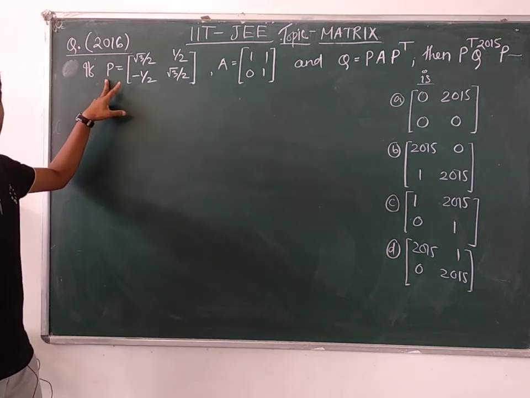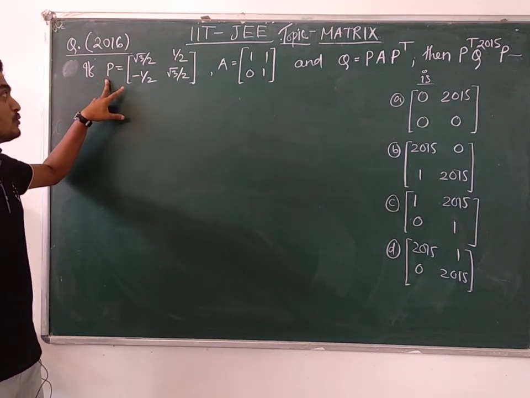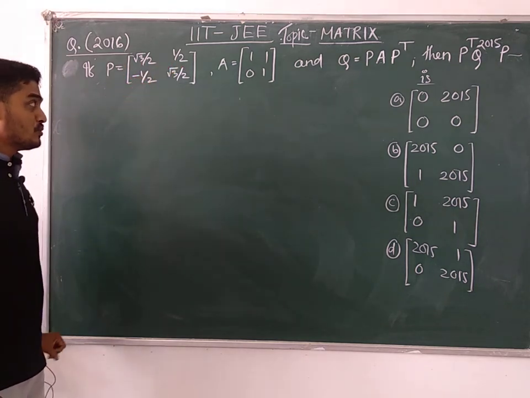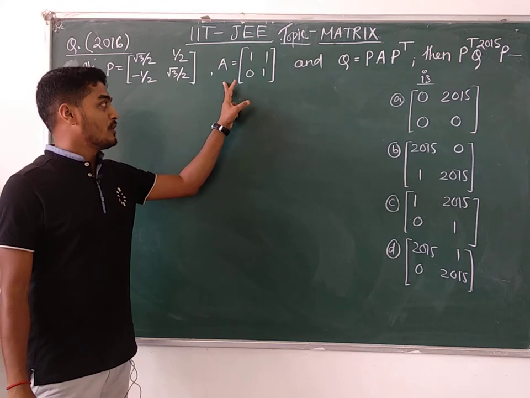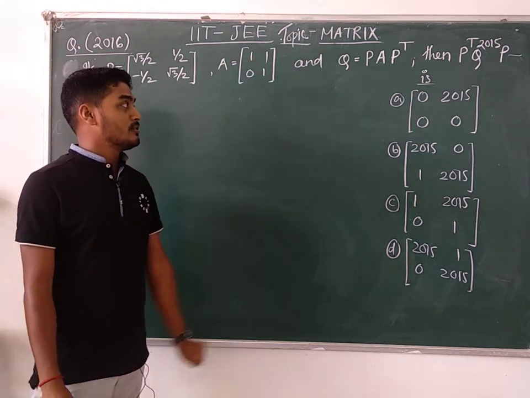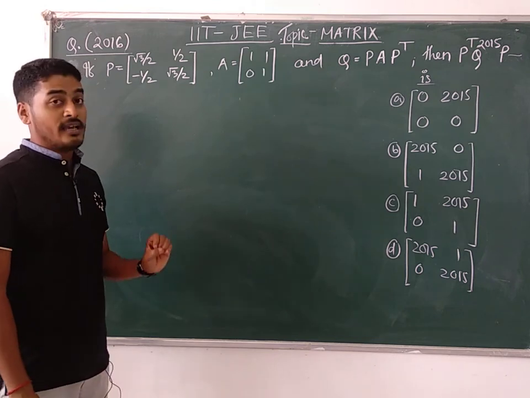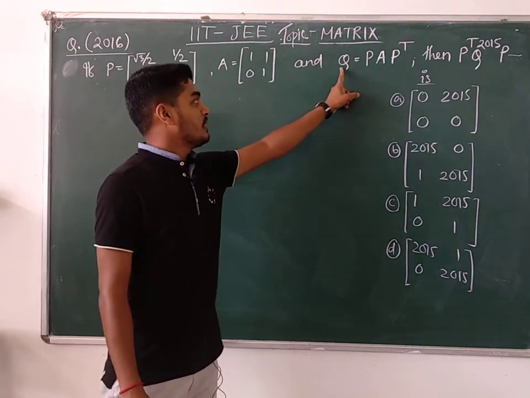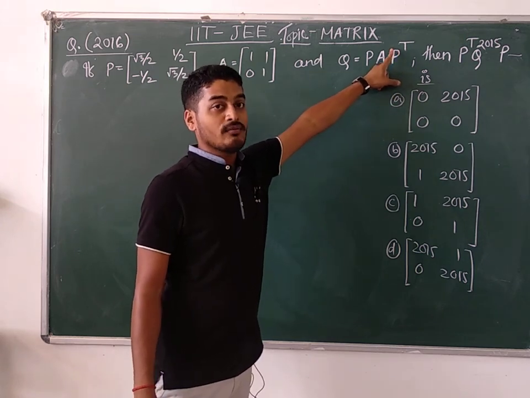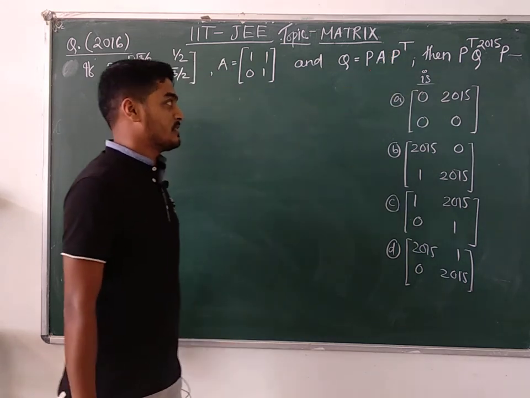Here one matrix P is given, which is of order 2 by 2. The elements are root 3 by 2, half, minus half, and root 3 by 2. A is another matrix of order 2 by 2, whose elements are 1, 1, 0, 1. And another relation between P, A, and Q is given to us: Q is equal to P into A into P transpose. I think we have got the idea about the transpose of any matrix.